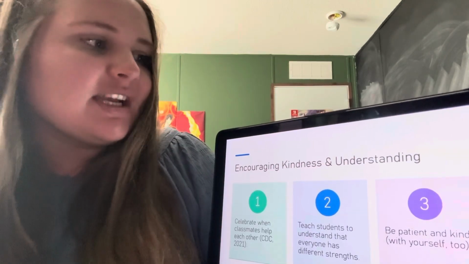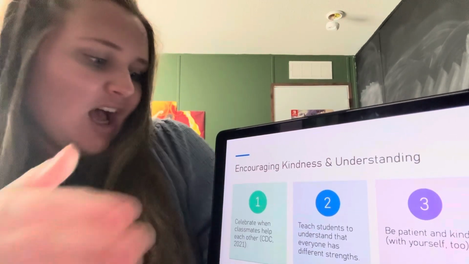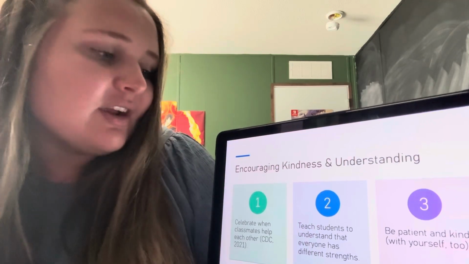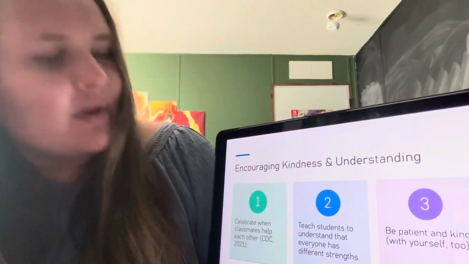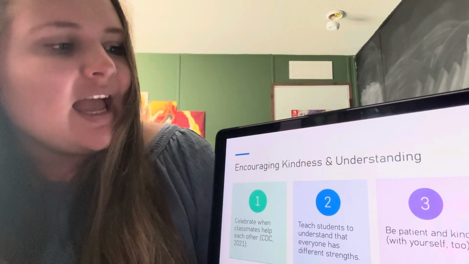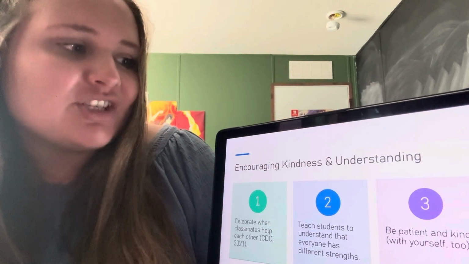So encouraging kindness and understanding in your classroom. Just celebrate when classmates help each other. Teach students to understand that everyone has different strengths. And be kind and patient with yourself too.